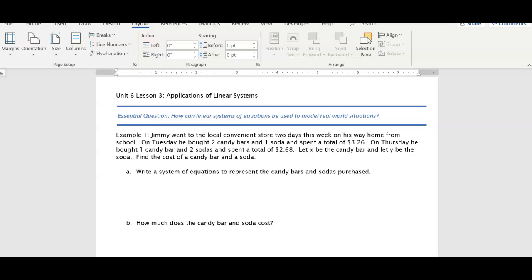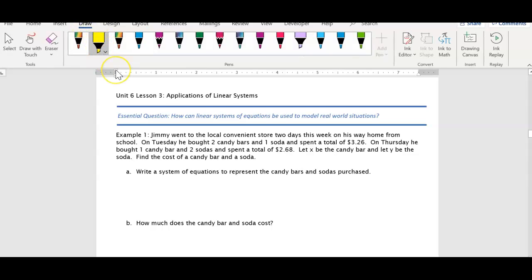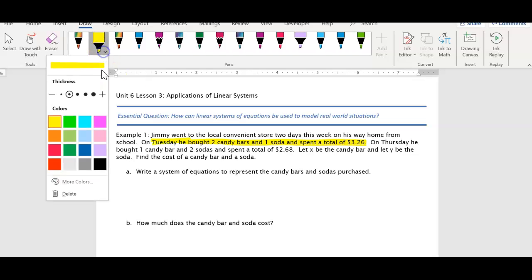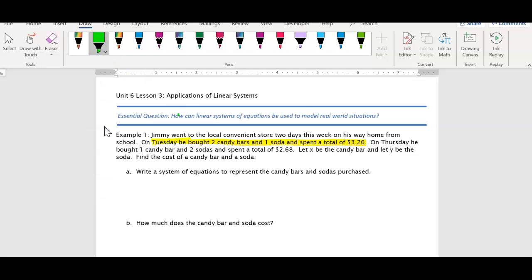So the first thing we want to do is write a system of equations. So I want to create 2 equations. And so I'm going to highlight where we're going to get this information from. So on Tuesday, he bought 2 candy bars and 1 soda, and he spent a total of $3.26. This is going to be an equation. I'm going to highlight the other part. That'll be an equation. On Thursday, he bought 1 candy bar and 2 sodas and spent a total of $2.68.